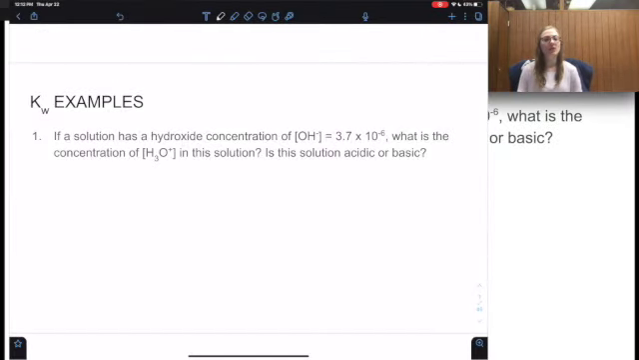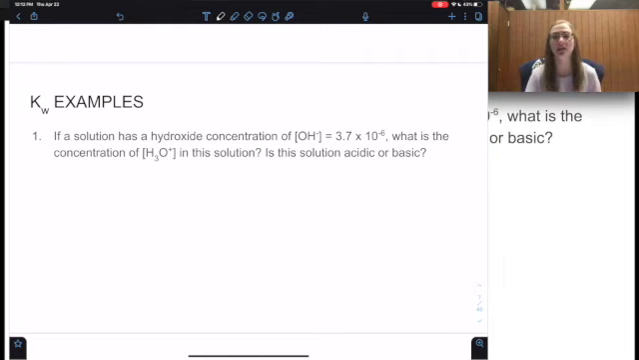Okay, so I'm going to go ahead and work through a couple examples here of how we can use the information contained in the ionization product of water to figure out how the concentration of H3O+ changes when we change the concentration of OH-, and vice versa. Our first example says: if a solution has a hydroxide concentration of [OH-] equals 3.7 times 10 to the minus 6, what is the concentration of H3O+ in this solution?